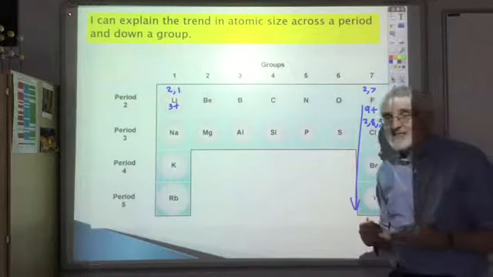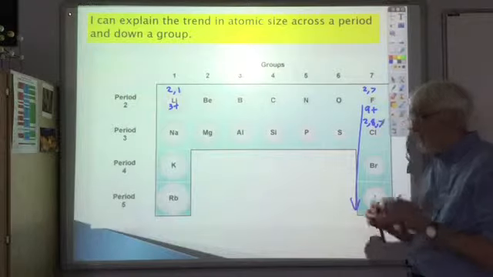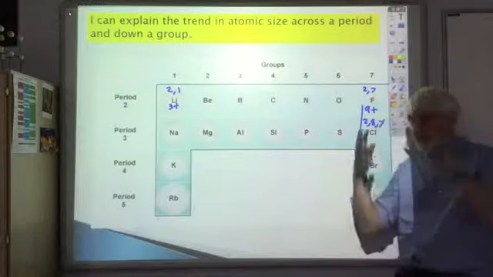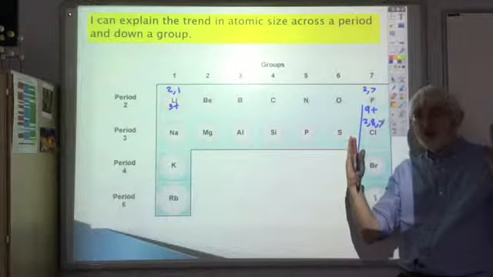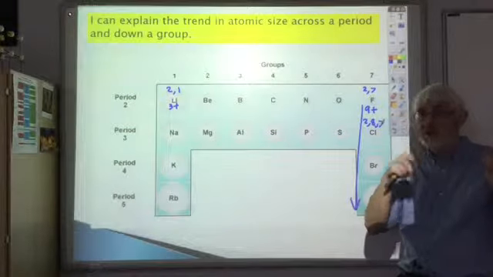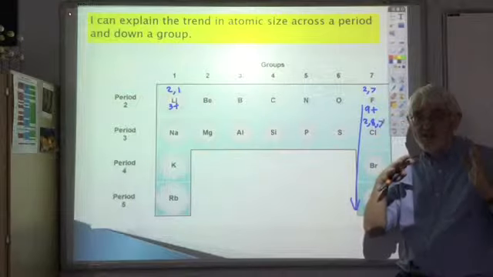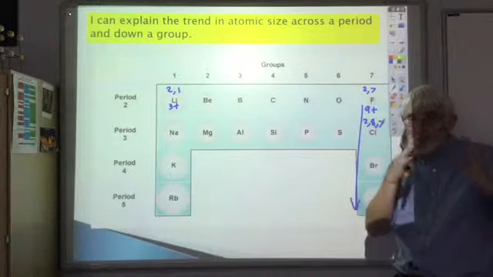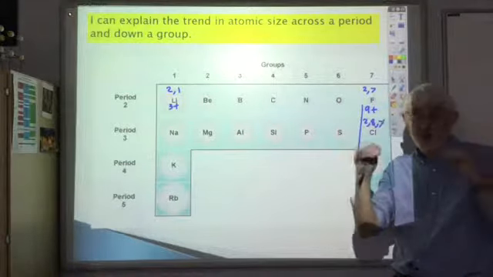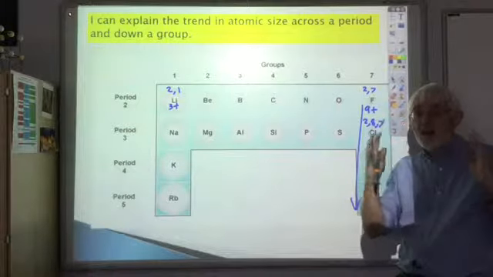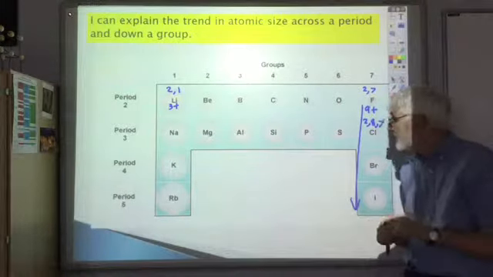A secondary reason is also that the outer electrons in, say, iodine, are shielded from the attraction of the nucleus by all these full inner electron shells. So they shield the outer electrons from the nuclear charge, allowing them to be further away from the nucleus.